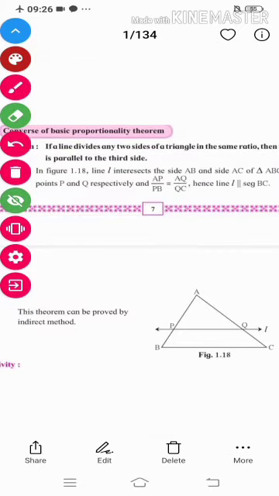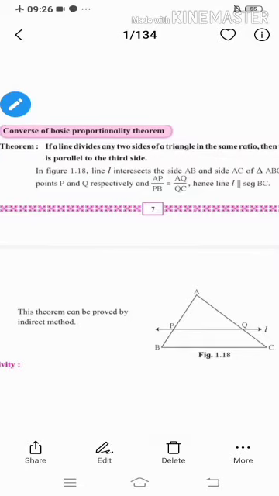So, student, after the BPT theorem, we are going to start the converse of the basic proportionality theorem. What do we mean by converse? Converse means the opposite of the basic proportionality theorem, in short, the opposite of BPT.